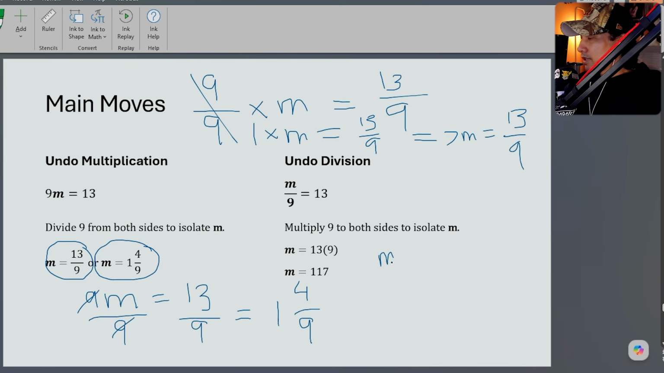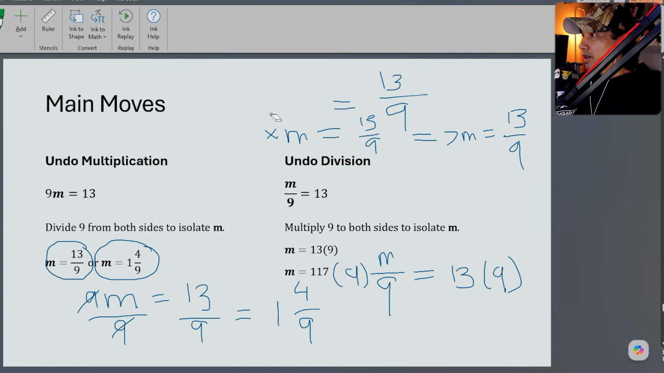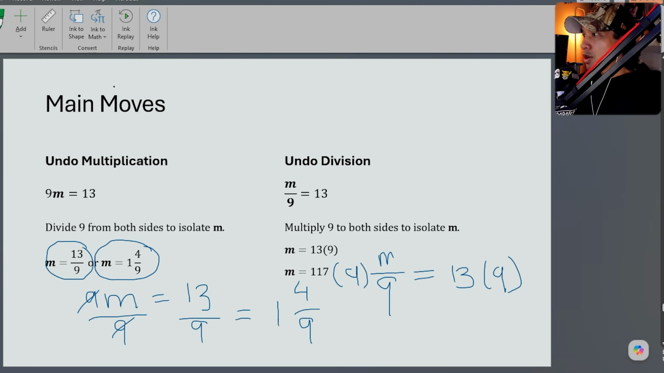So m over 9 equals 13. And what I'm going to do is the opposite, which is multiply. So I'm going to put a 9 over here, and then I'm going to put a 9 over here. And what's happening over here? Let me just break out my eraser, erase this up top here, and show you.